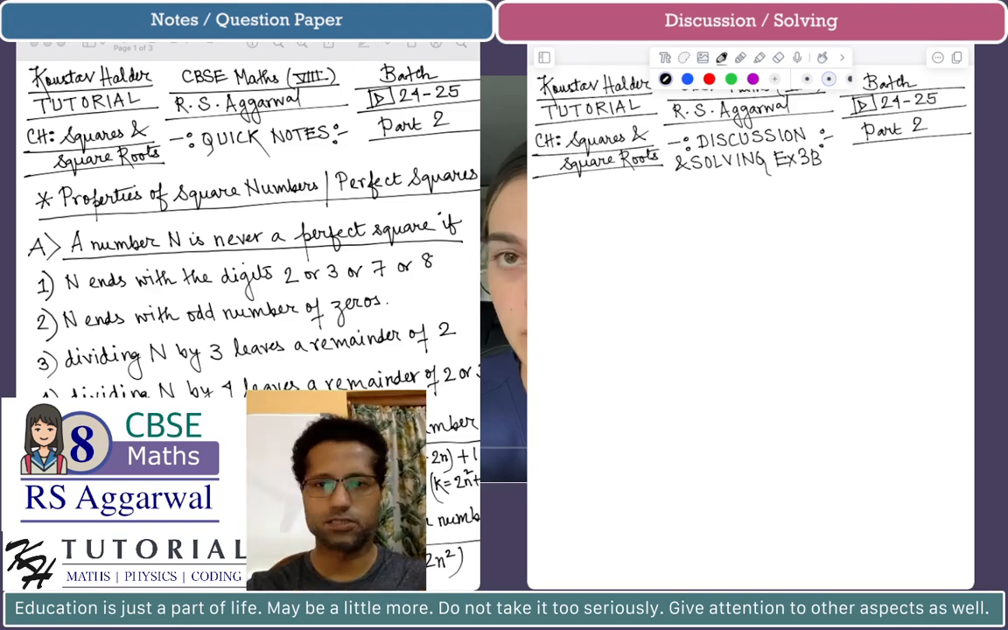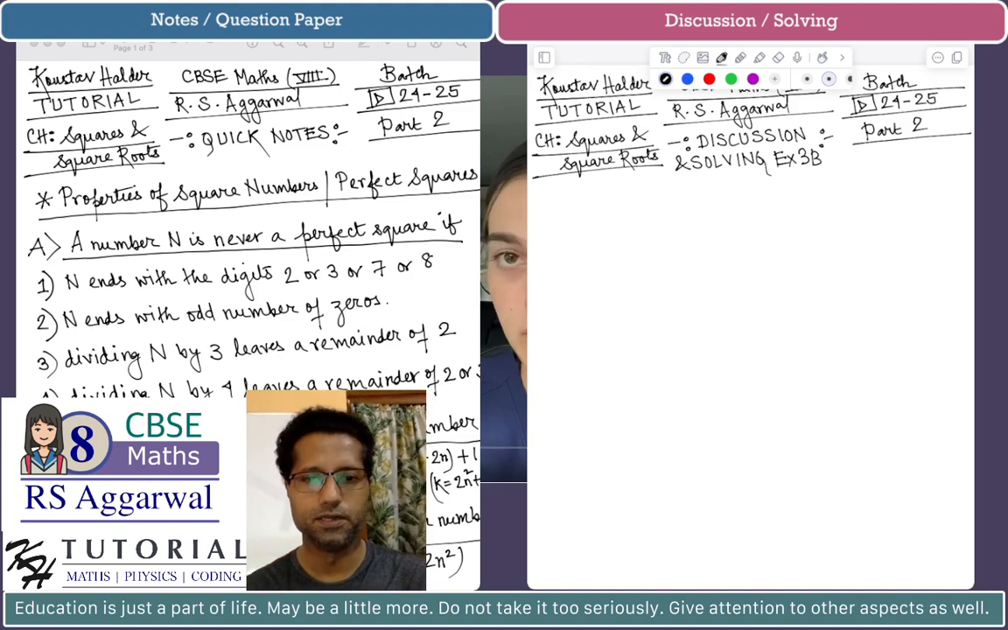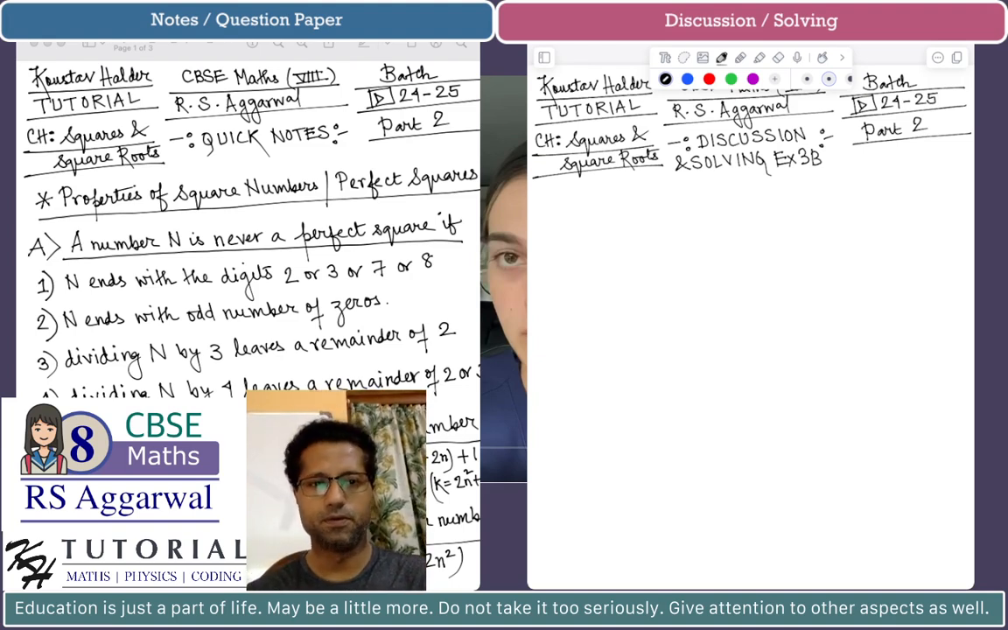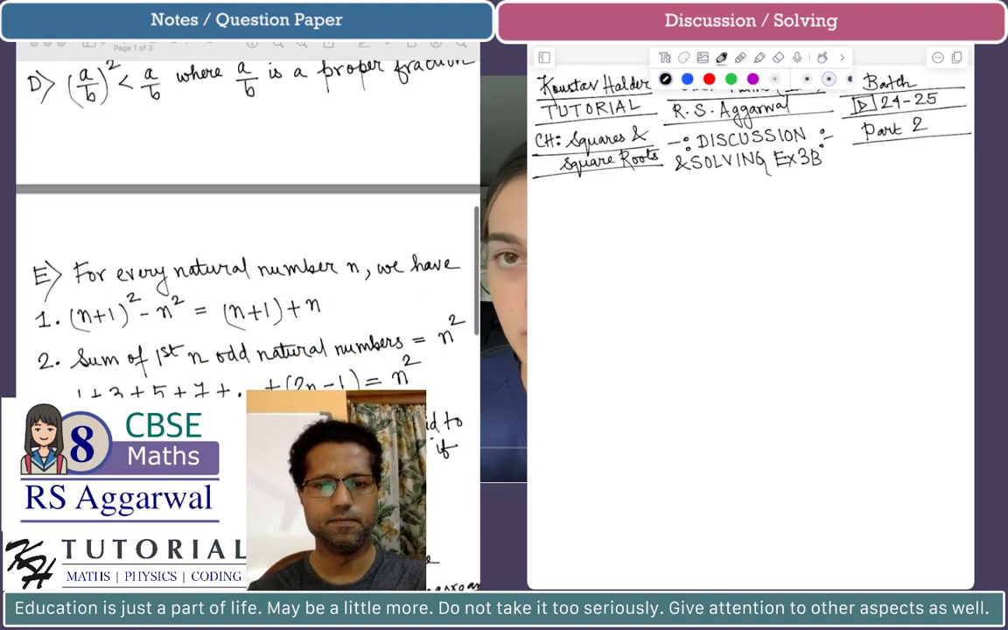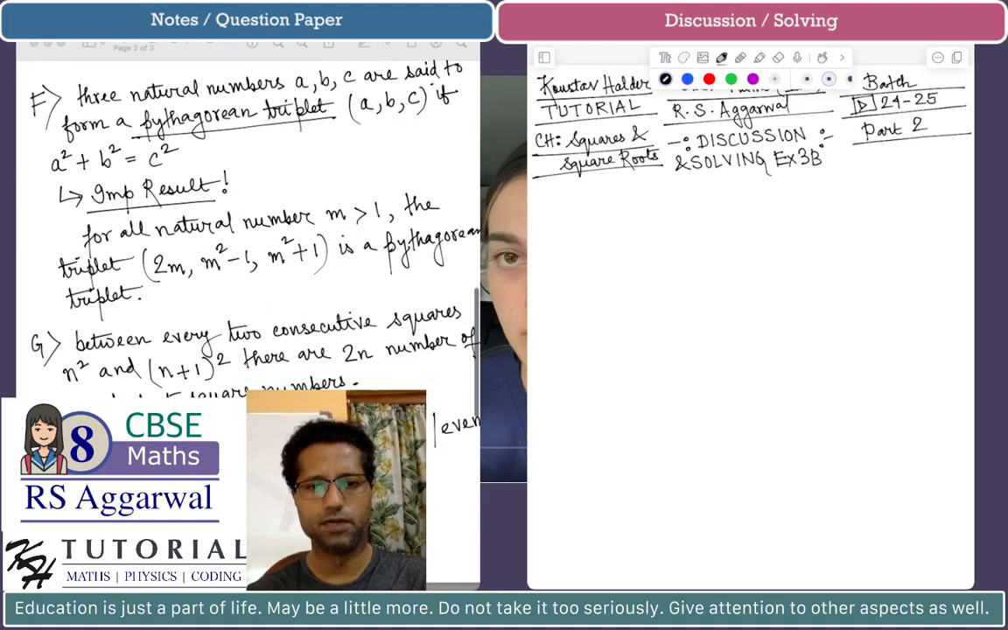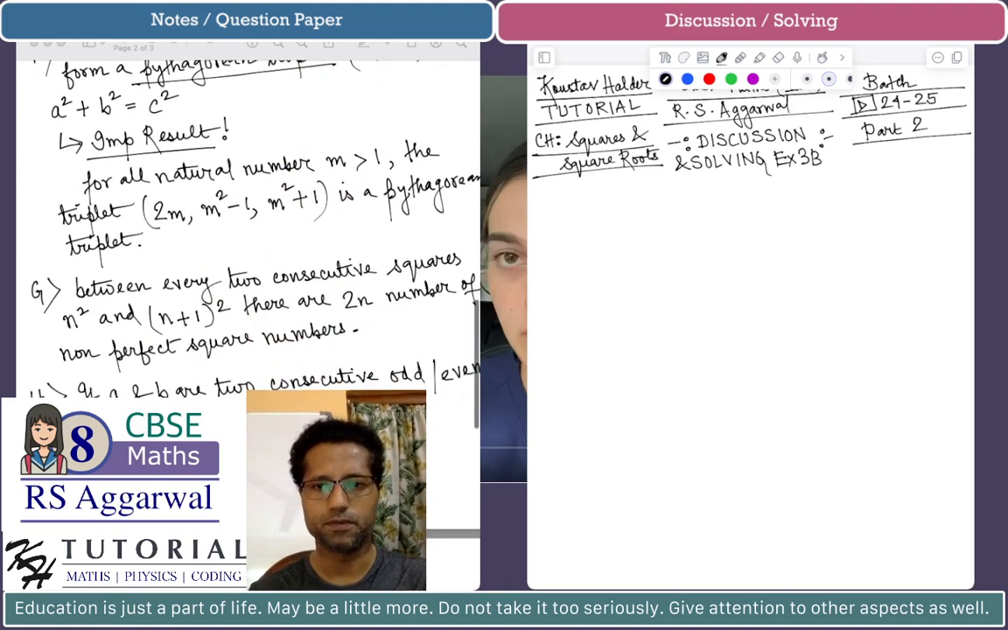So let's start. There are many properties of square numbers. I have divided all the properties in the textbook. There are 11 or 12 properties. I have grouped them as A, B, C, D. The related properties I have grouped.